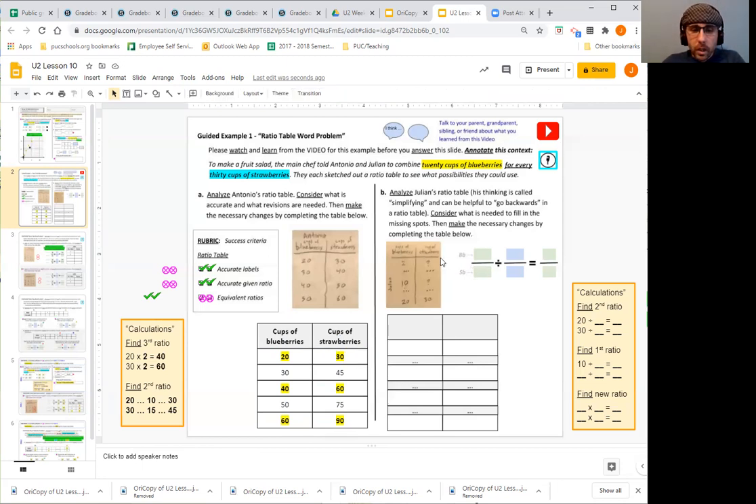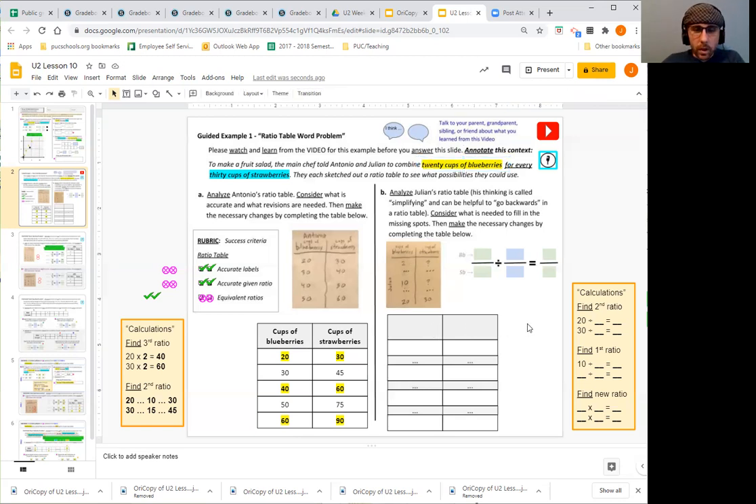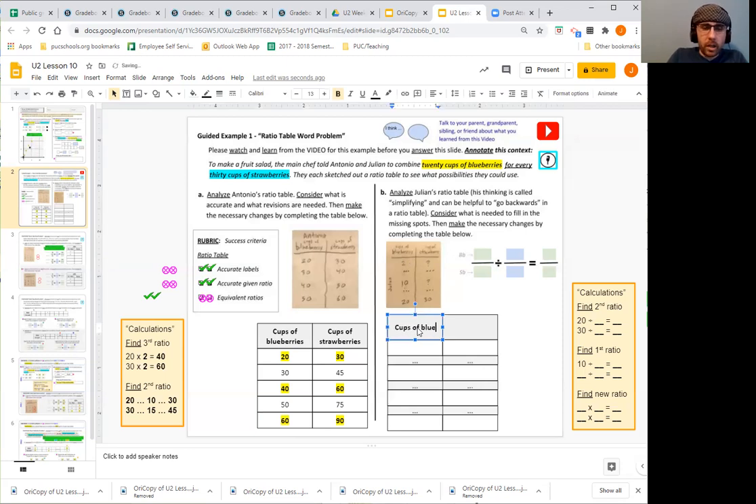All right, so for Julian, he also did good labels, and he started with 2. Okay, that's very different than what we have here with 20. So what we're going to do is we're going to put the same labels, cups of blueberries and cups of strawberries. And it looks like what he was trying to do, like it says here, is simplify or go backwards.